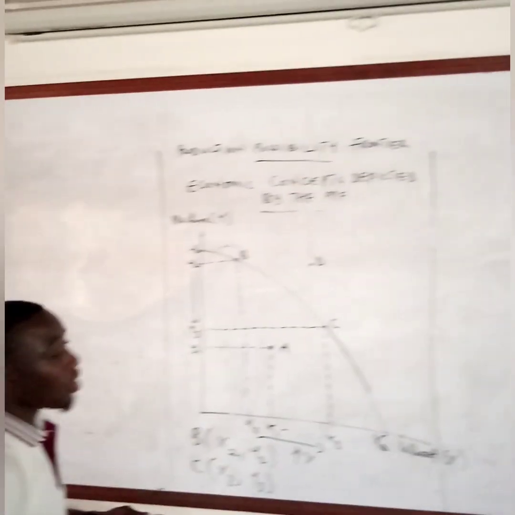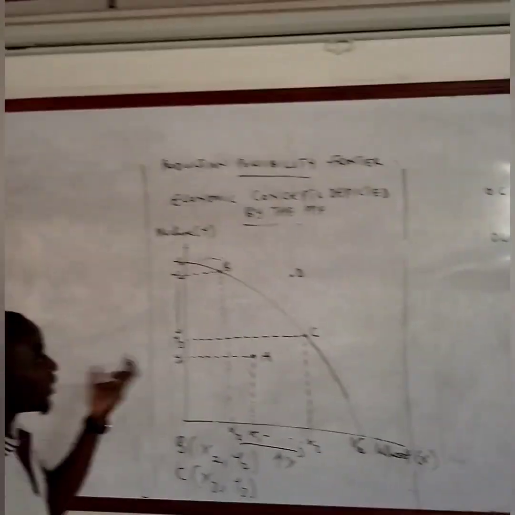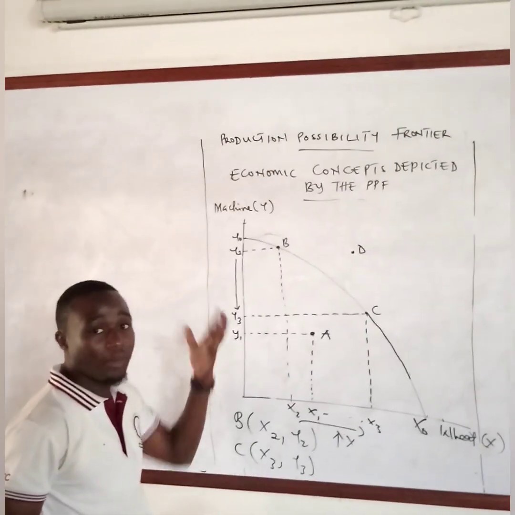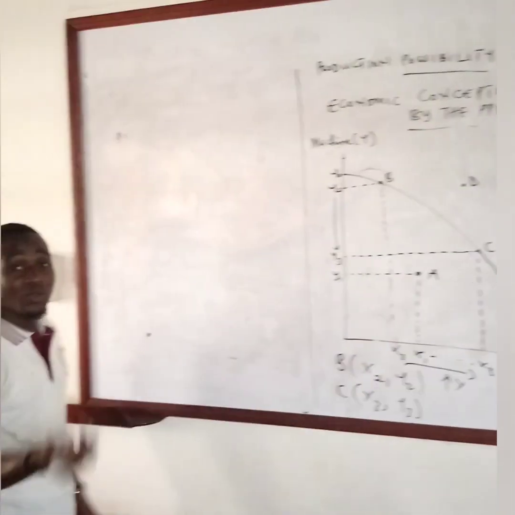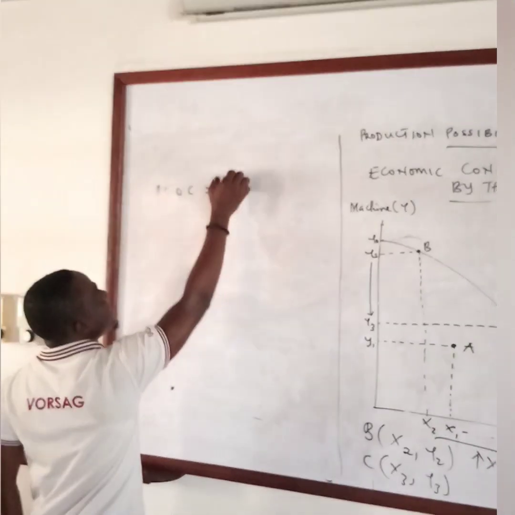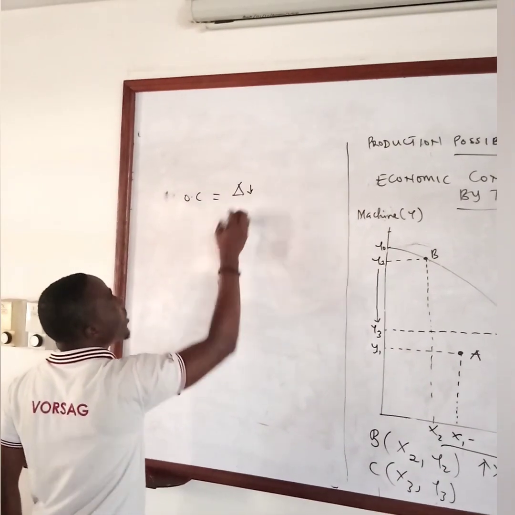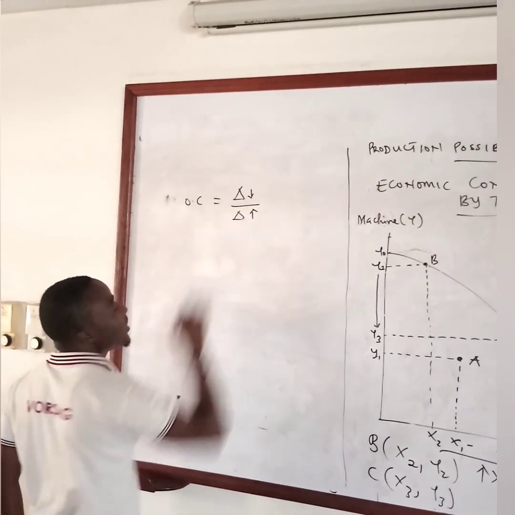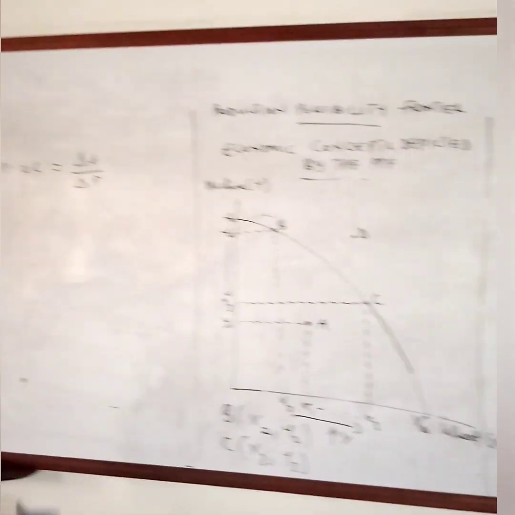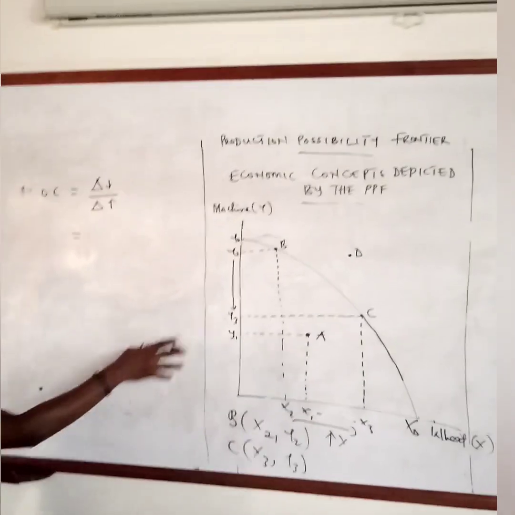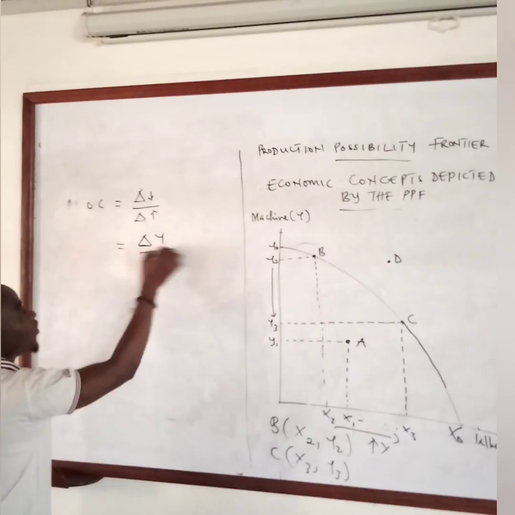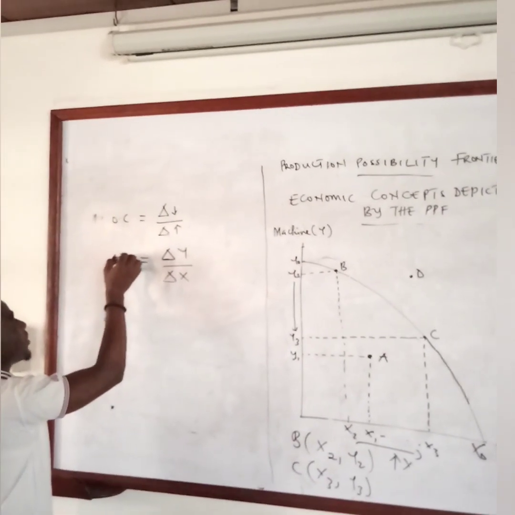So the opportunity cost shows how much of a good I give up in order to get an extra unit of the one I'm trying to increase. Generally, if you want to calculate opportunity cost, OC is equal to the change in what you are trying to reduce over the change in what you are trying to increase. In our case, we are trying to increase X and reduce Y. So the formula should be change in Y over change in X, and that gives me the opportunity cost of X.